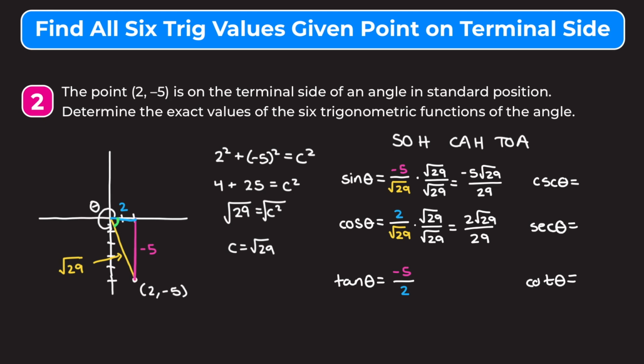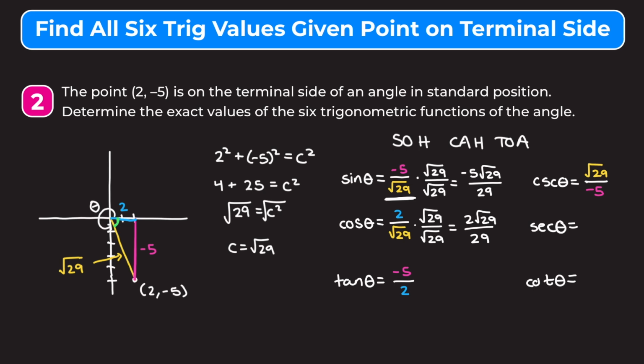So when we're doing the cosecant and the secant, we're actually going to look at that first unsimplified version of our sine and cosine. So we're going to look at this one right here, and we are going to flip that upside down. Then we won't have to rationalize the denominator again. So when we flip that upside down, we're going to get the square root of 29 over negative 5. We don't have to simplify because our square root's in the denominator.